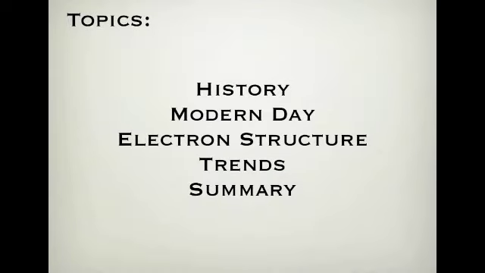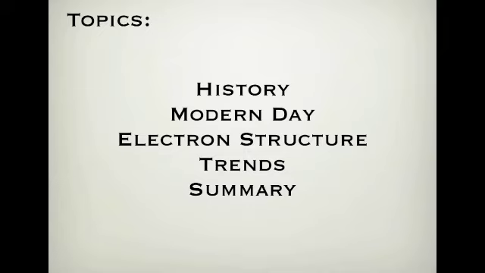As I said, the topics that we're going to cover: the history of the periodic table and the development into what it is today, a bit of a look at today's modern day table and how it can be used to find out what the electron structure is for some elements. And then we're going to take a big step sideways and look at the trends that are found in the periodic table, which kind of goes back to how it was developed, but now we know more trends and more things that can be found out from the periodic table. And lastly, a summary of what the periodic table is all about.